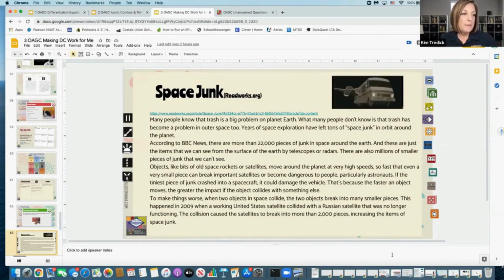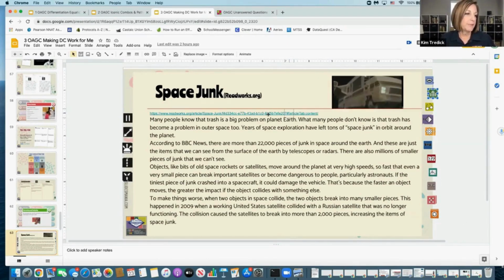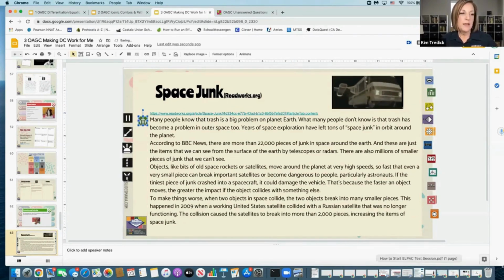So many people know that trash is a big problem on planet Earth. You know what? It's a big problem. I'm going to remember this one with a big idea. What many people don't know is that trash has become a problem in outer space too. Years of space exploration have left tons of space junk in orbit around the planet.